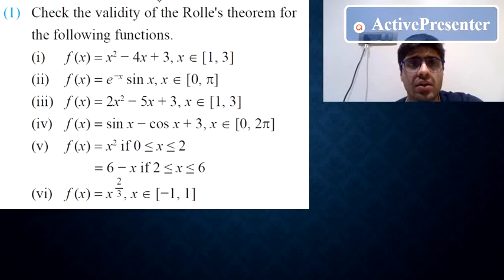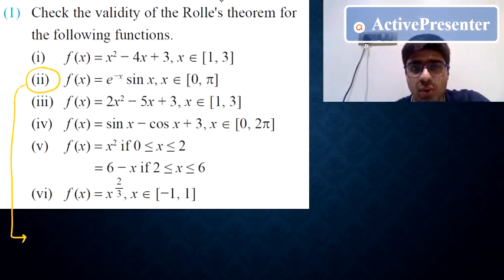One thing regarding the statement that they've said here, check the validity of Rolle's theorem. Validity means all that they are trying to ask you is just check whether Rolle's theorem will be applicable or not. They are not telling you to apply Rolle's theorem and find that value of x where the derivative will be 0. They are only asking you to check if Rolle's theorem is going to be applicable or not. That is what they mean when they say check the validity of Rolle's theorem. So let's start checking that validity for the second question.